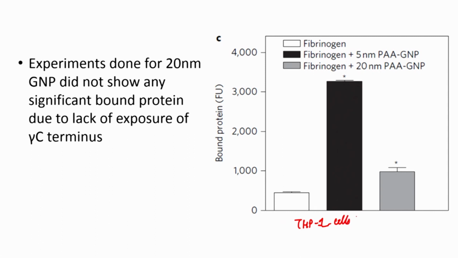and what they see, if you have only fibrinogen its structure is preserved, so that does not cause anything. If you have 5 nanometer, just like the last figure, it causes a lot of binding of the protein. If you use 20 nanometer, which we showed earlier, it does not bind and change the structure that much. You see again there is a reduction in the protein that is getting adsorbed.